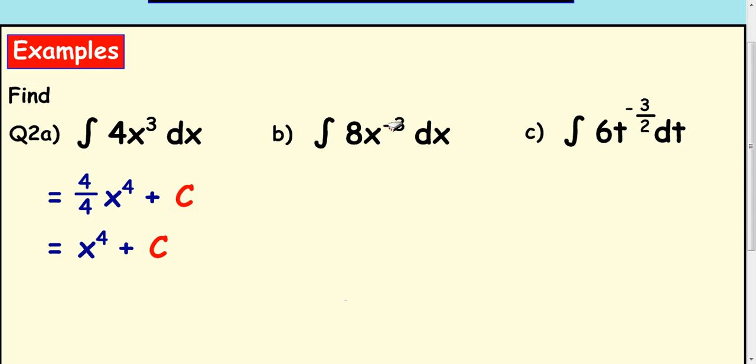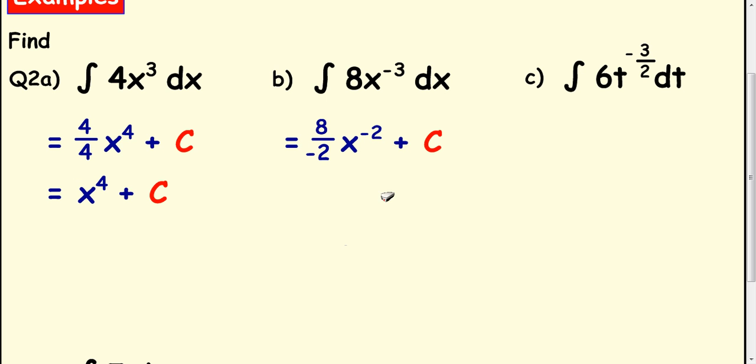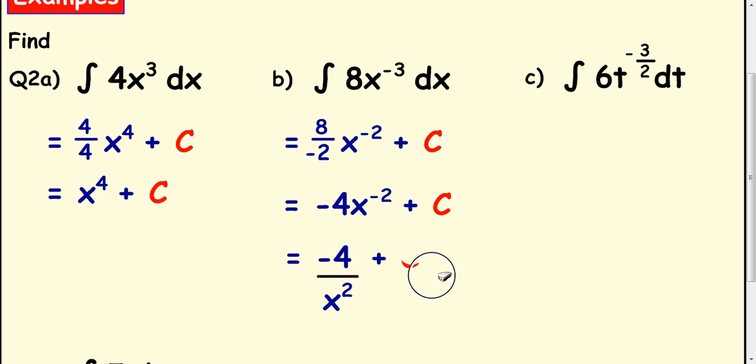Okay, in part B, add 1 to the power. So that's going to become negative 2 and divide by that new power. So 8 over negative 2 times x to the negative 2 plus c, which will become negative 4 x to the negative 2 plus c, and then make your power positive, take it down below and make it negative 4 over x squared plus c.